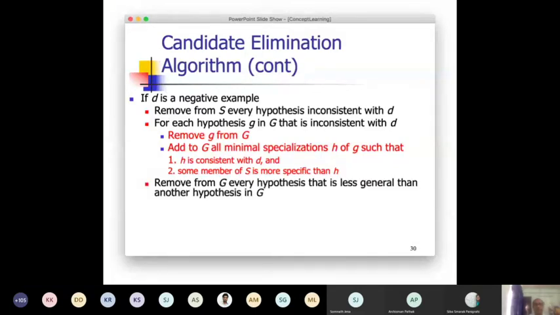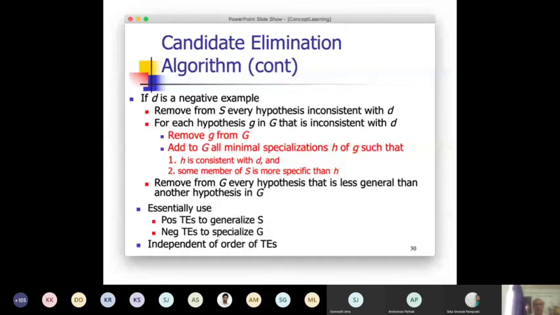Then remove from G every hypothesis that is less general than another hypothesis in G, because you are always trying to keep the most general boundaries. So any less general one should be removed. And essentially, you are using positive examples to generalize S and negative examples to specialize G. One of the interesting facts is that it is independent of the order of training examples. So in any order, negative and positive examples may come, and you have to modify your most general and most specific boundaries.